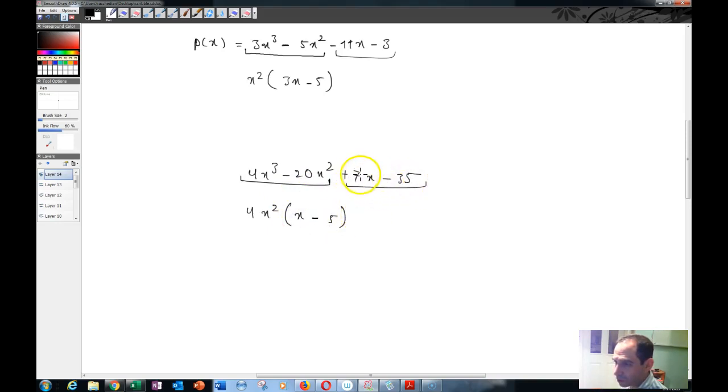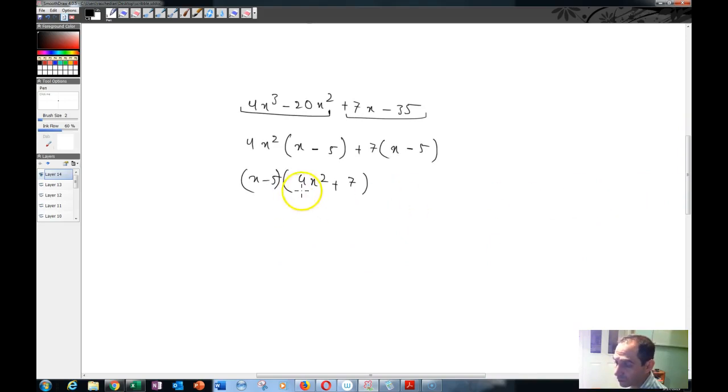And then from these two you could take a 7 out, and then that would be 7 minus 5, and then you could take the x minus 5 out, and then that would be 4x squared plus 7, and then you would have this first degree polynomial times the second degree polynomial, and then you would have to basically find some way to solve this second polynomial by, for example, writing it as so.